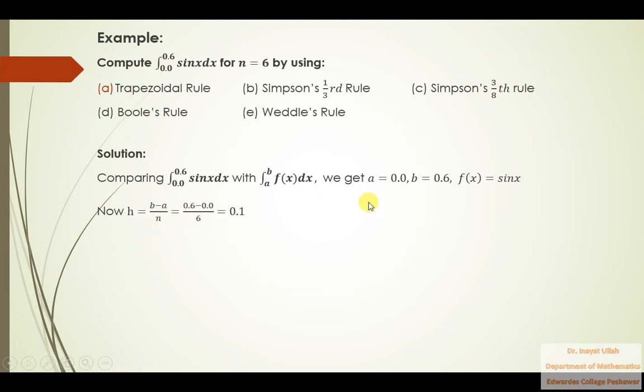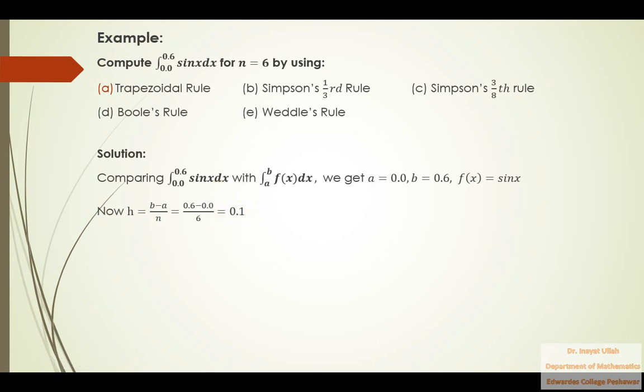b minus a, that is 0.6 minus 0.0, divided by n. N is equal to 6 here. So replacing these values, we'll get h is equal to 0.1. So the step size is 0.1. The next step is we need to calculate the values.